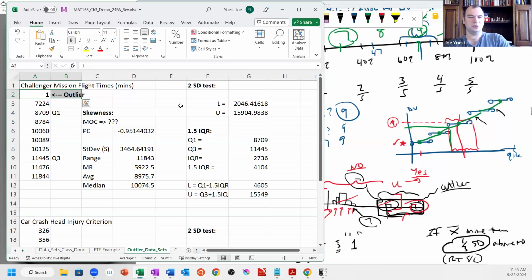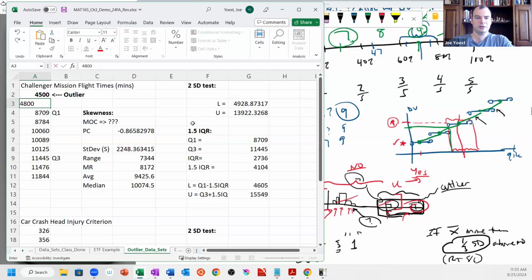But note that this one low outlier caused the lower bound of the two standard deviation tests to kind of chase it, so to speak. But the 1.5 IQR method stayed about the same. So if I brought this up to maybe 4,500, let's see what happens. Okay, need to go a little bit further. So up to 4,800.